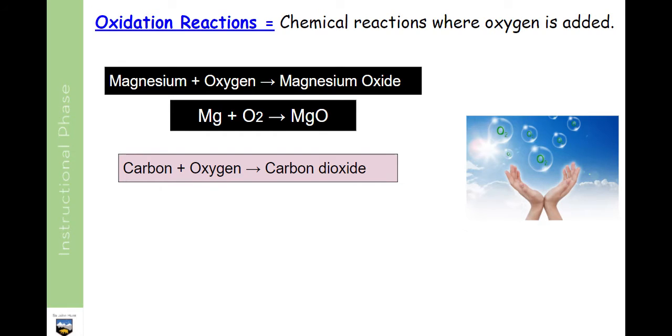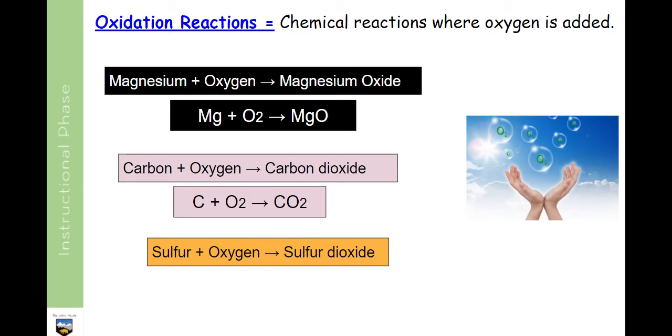Now, moving on. If we add carbon and it reacted with oxygen, it makes carbon dioxide. And we know it's oxidation because the oxygen has been added to the carbon. And again, another example, making sulfur dioxide by reacting sulfur with oxygen. Because the oxygen has been added, it is an example of oxidation.